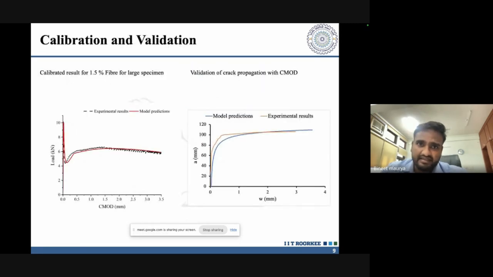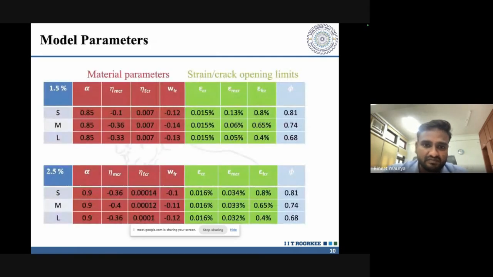So these are the calibration results we have obtained from the model. It has been calibrated with the experimental result, and you will see this has been done for the small specimen size with 1.5% fiber content, and it is perfectly in line with the experimental result. And the result we have obtained from the DIC has been validated with the model result. The model result is in line with the DIC result. So we can say the model is predicting good results. Isn't it? It is in line.